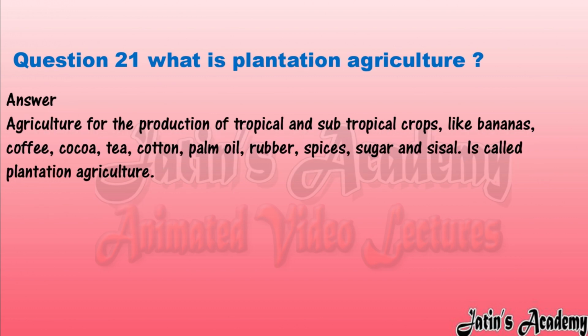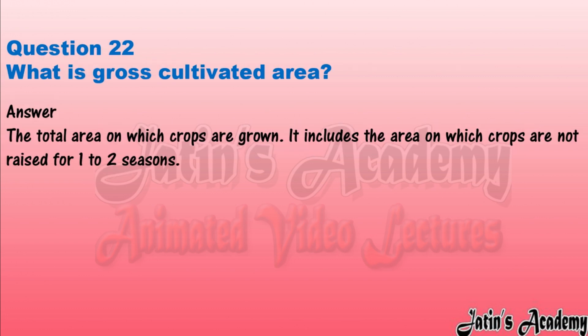Question 21. What is plantation agriculture? Answer. Agriculture for the production of tropical and subtropical crops, like bananas, coffee, cocoa, tea, cotton, palm oil, rubber, spices, sugar and sisal, is called plantation agriculture. Question 22. What is gross cultivated area? Answer. The total area on which crops are grown. It includes the area on which crops are not raised for 1 to 2 seasons.